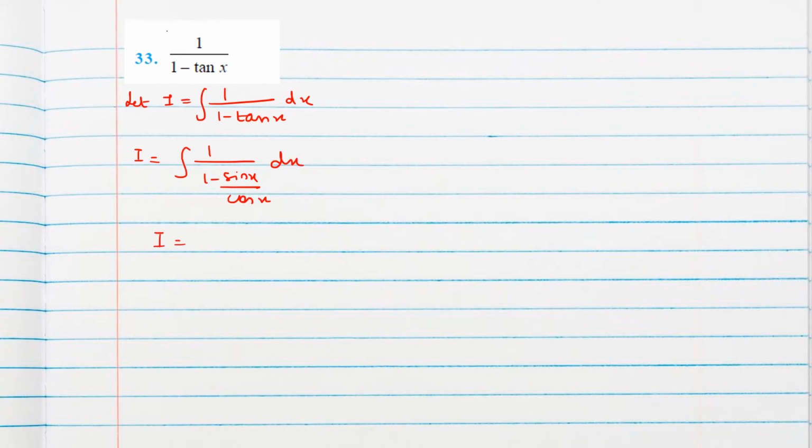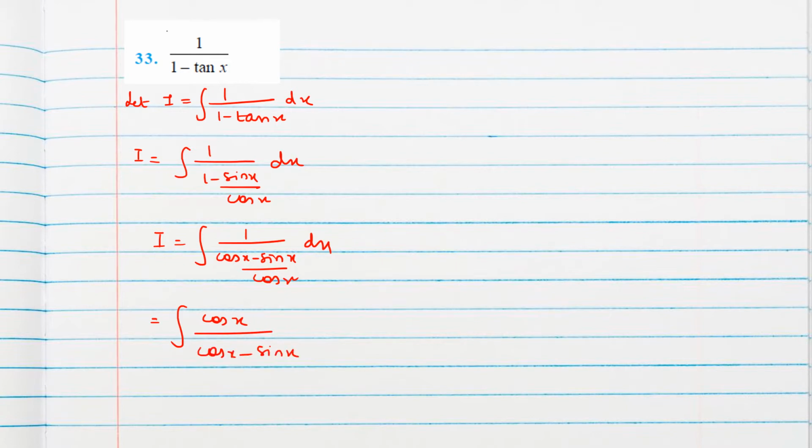Question 33: integral of 1 by 1 minus tan x. So let the integral be I. Then tan x we will write in the form of sine and cos. So I will be now cross multiplication in denominator. Now in the next step we can write cos x in numerator and cos x minus sin x in denominator.